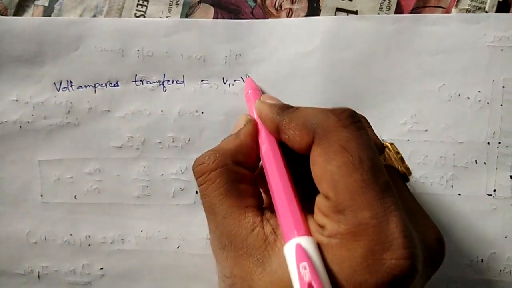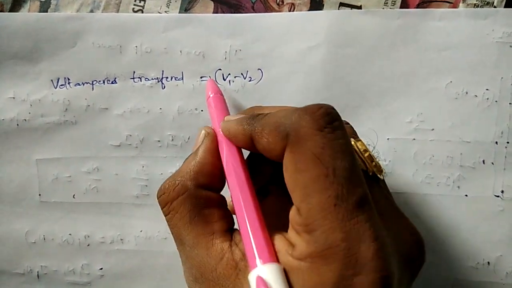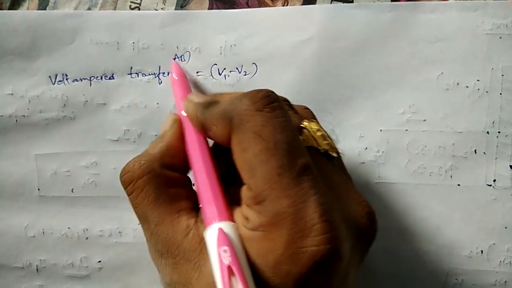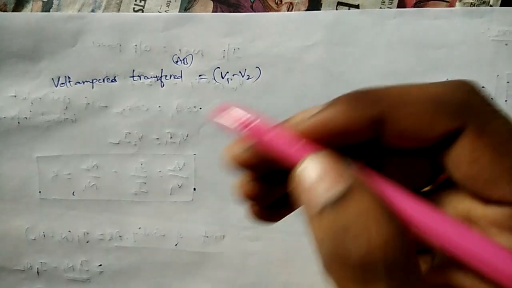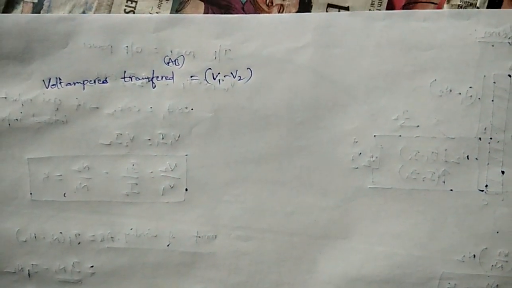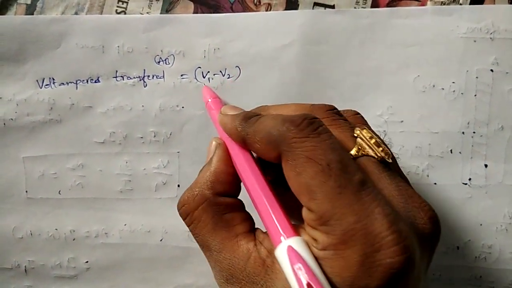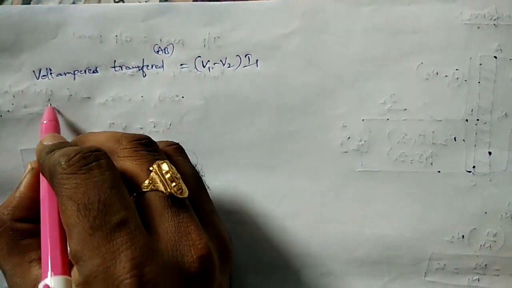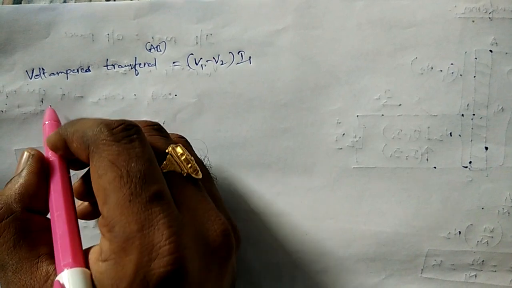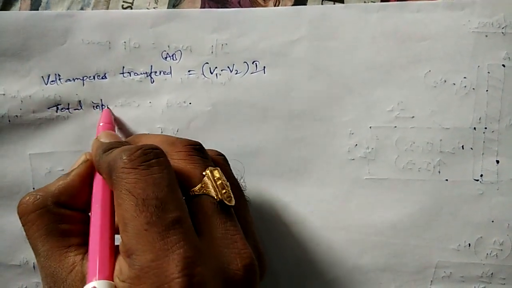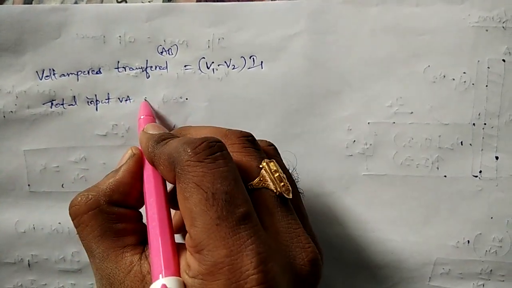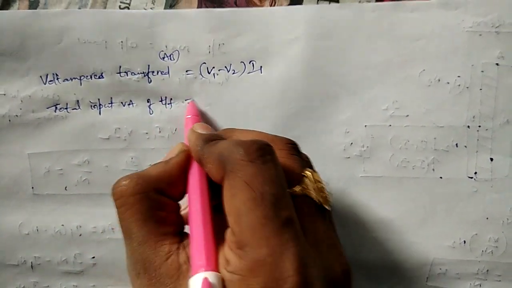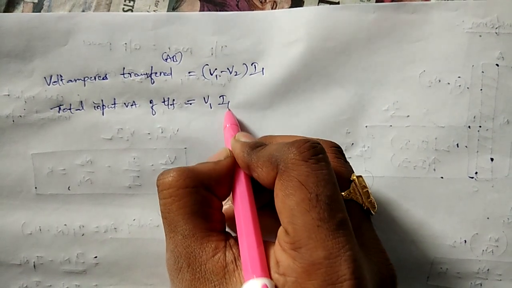So V1 minus V2 is the voltage in that part, that is winding AB. From winding AB to the load it will be transferred by transformer action. So V1 minus V2 into I1. Now the total input volt amperes of the transformer is equal to input voltage into input current.